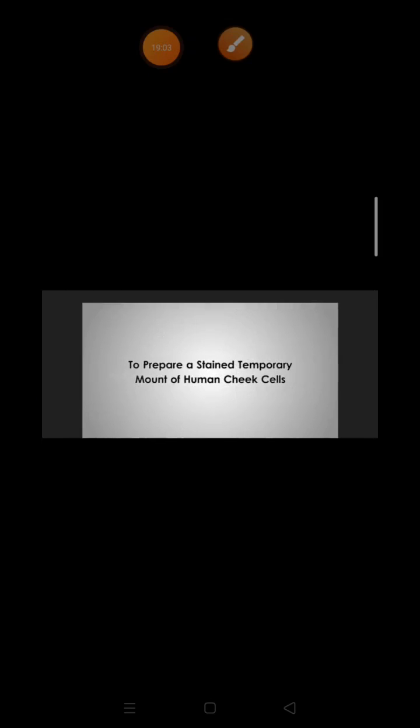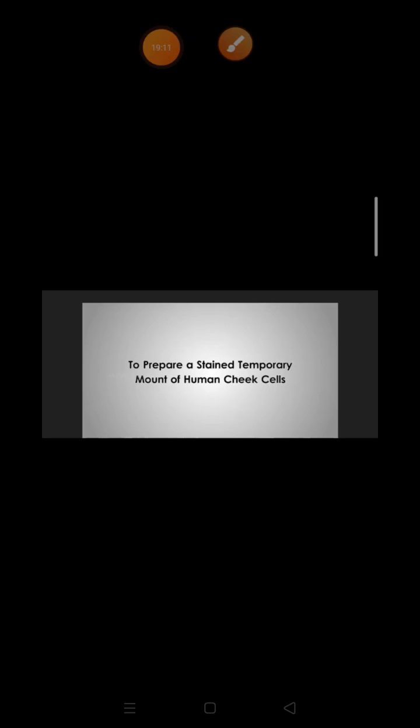Then the third precaution is that extra glycerine stain should be removed by using blotting paper. So what is the function of blotting paper? Whatever extra material has come out should be wiped off with the help of blotting paper so that the slide looks neat and clean. So these are the various precautions, and this is about experiment number 1 part A.